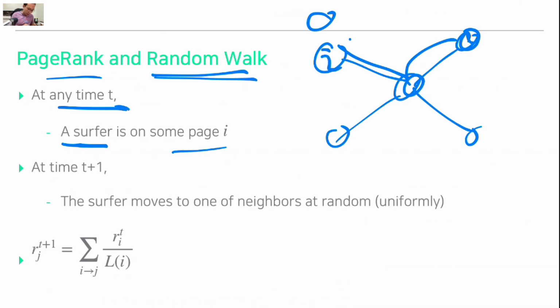In this case there is no drunken guy, so we have a server. The server is on some page i at the time t. At the next time, considering the next node, it moves to one of the neighbors at random, it is connected to all these. We just move to here.